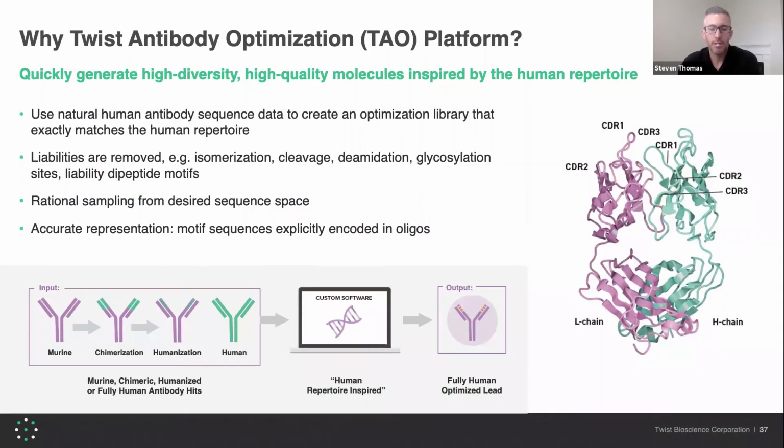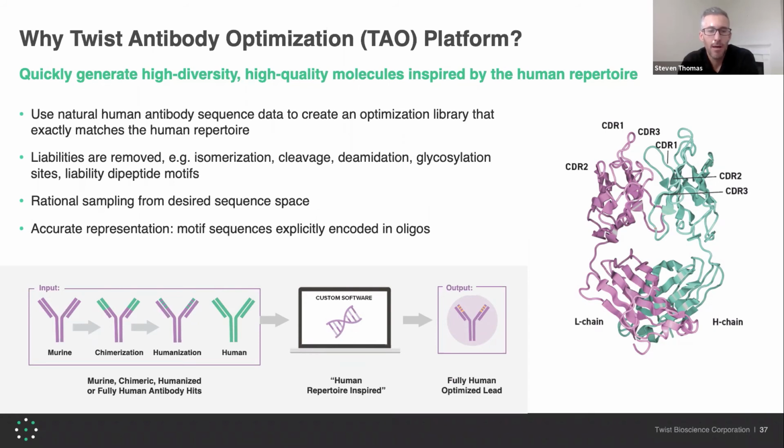So the last thing that I want to touch on is our optimization platform. We call this TAO, or Twist Antibody Optimization. What we're doing here is using your lead antibody to build a custom affinity maturation or humanization library. How do we do this? We have a large NGS database that we draw upon to build these libraries. Within a defined mutational space, we can select sequences that are nearby your parent antibody to identify variants that will bind more tightly to the target of interest.